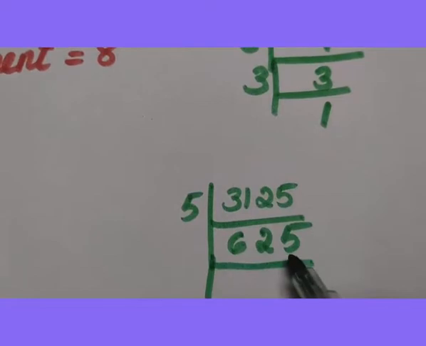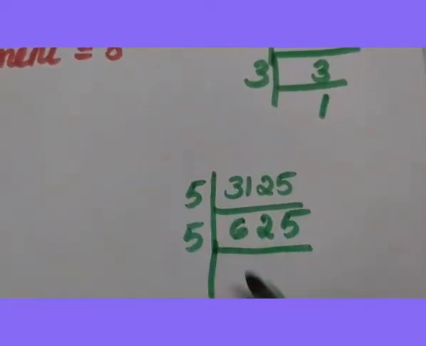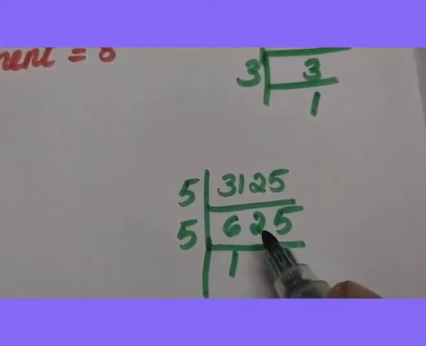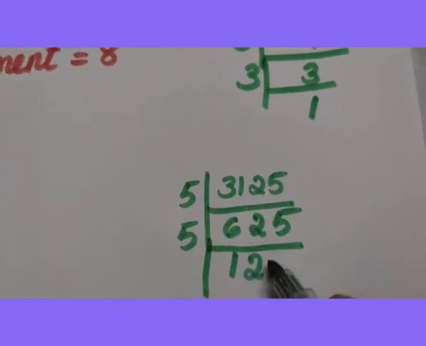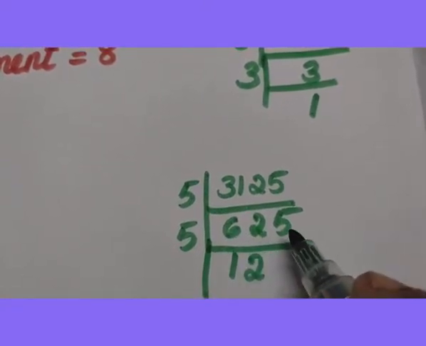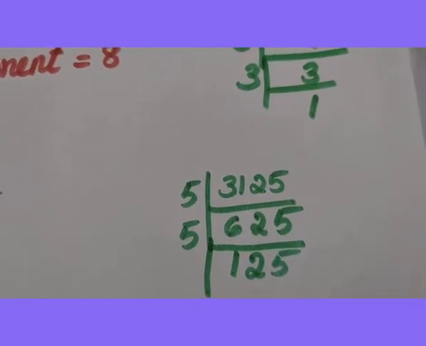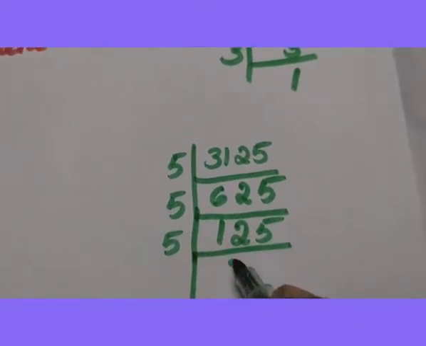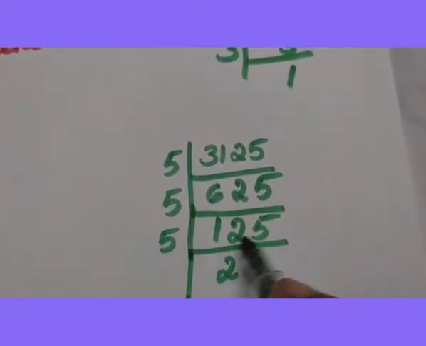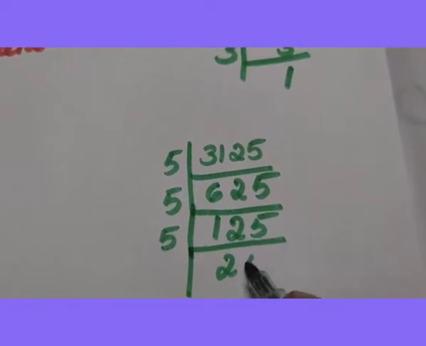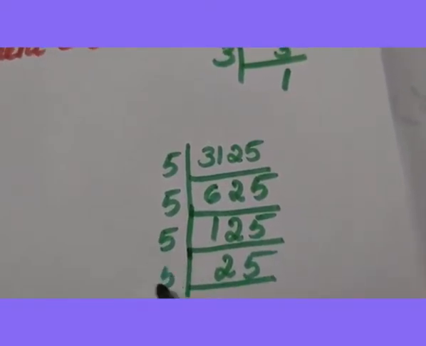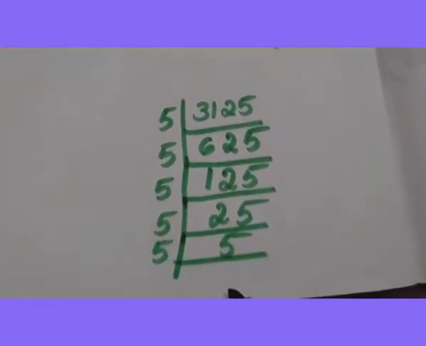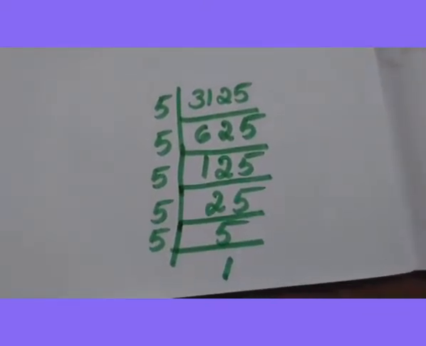Again, the number ends with 5, so we can give the prime number 5, okay. 1 5 is 5, 6 minus 5, 1, 1 and 2 becomes 12, 5 2s are 10, here 12 minus 10, 2, 2 and 5 becomes 25, 5 5s are 25. Again, ends with 5, so we can give the prime number 5. Again, we can give 5. 5 5s are 25. Again, 5. Yes, 1 5 is 5.